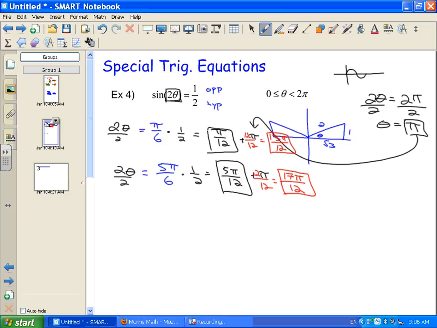Too many. So how many solutions am I going to end up with here? 4. So I have pi over 12, 5 pi over 12, 13 pi over 12, and 17 pi over 12. That's still not hard. Sounds okay.